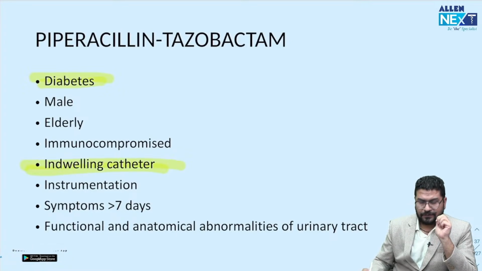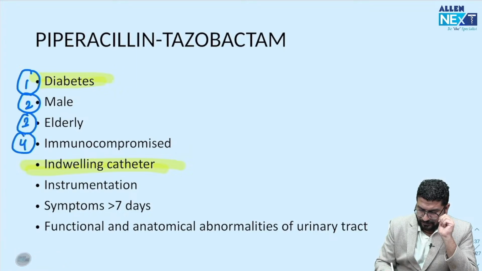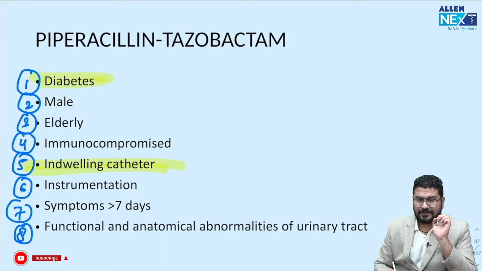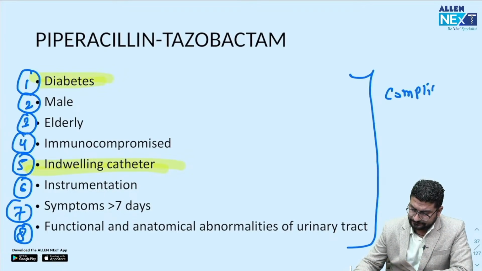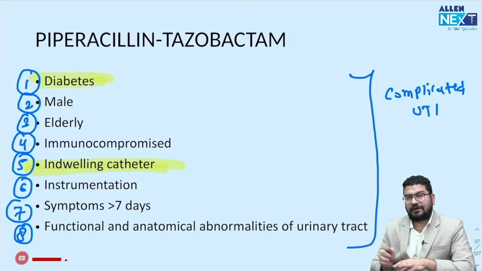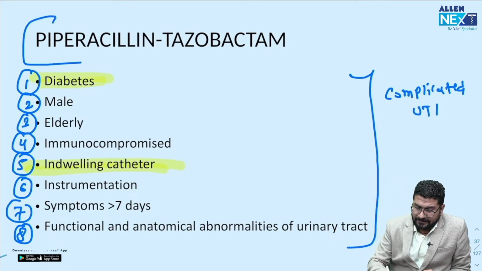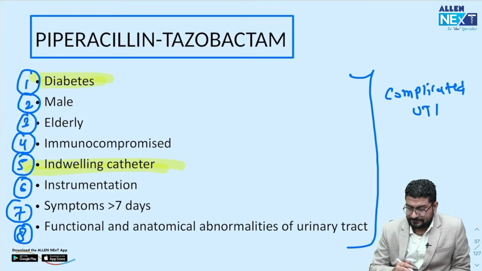So any UTI in diabetes, in male patient, in elderly, in immunocompromised, in patient with indwelling catheter, instrumentation, symptoms I can say more than 7 days, or any functional anatomical abnormality of urinary tract. What we call this is complicated UTI. And complicated UTI, remember, we will not treat this with nitrofurantoin or levofloxacin. So in this case, what we recommend to use is piperacillin tazobactam. This question already came. Moving to linagliptin.